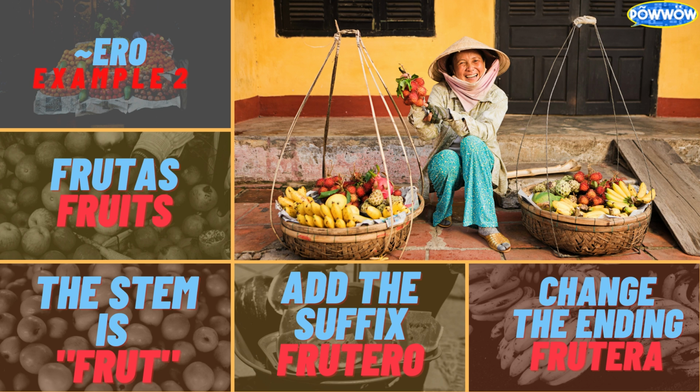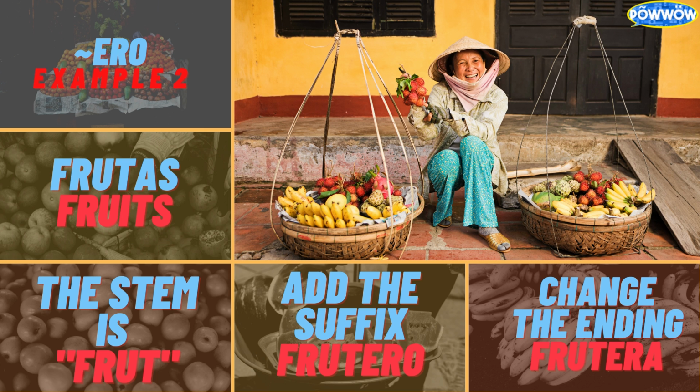Let's look at how we would say this in Spanish using ero. First, we take our root word, which in this case is the word frutas, which means fruits in Spanish, because this is what she's selling. So we start with what she's selling. Then we have the stem.